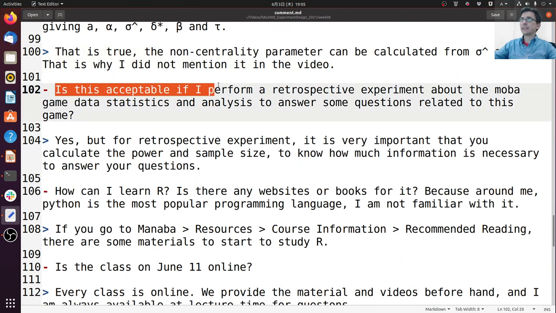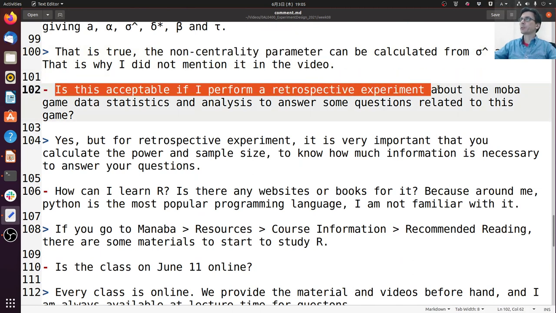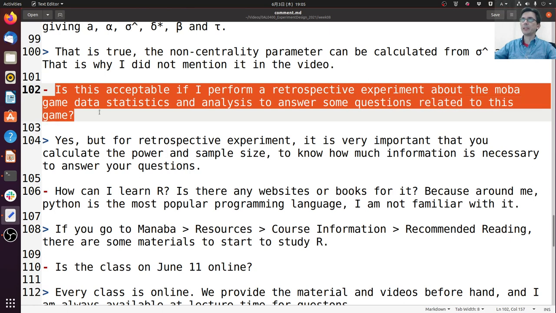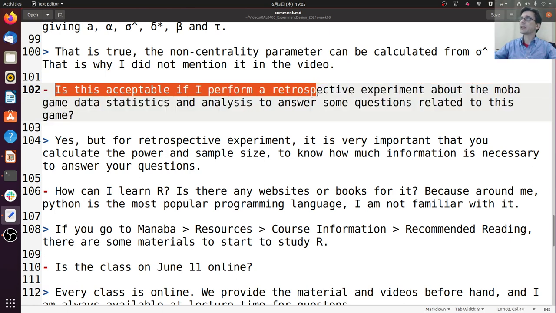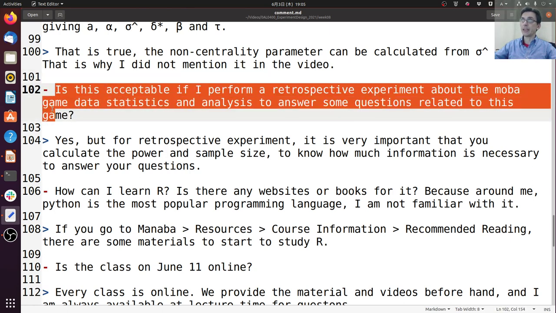Another student asked, is it acceptable if I perform a retrospective experiment about the MOBA game data statistics and analysis to answer some questions related to this game? And yes, that's totally acceptable. That's a good idea for an experiment. However, especially for retrospective experiments, it's very important that you calculate the power and the sample size of your experiment to know what sorts of differences you can really obtain and how much data you really need to calculate your statistics.